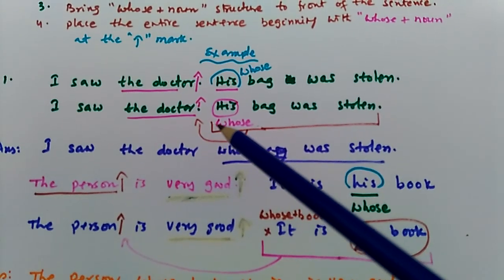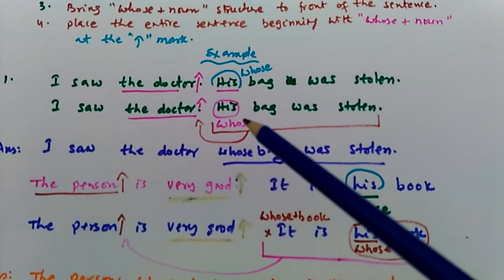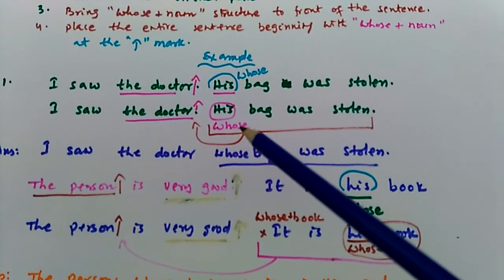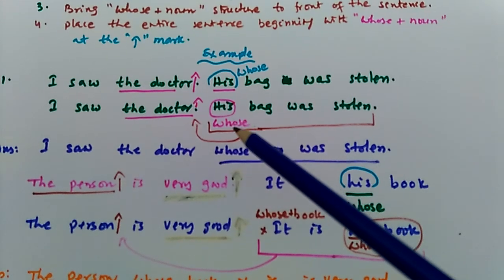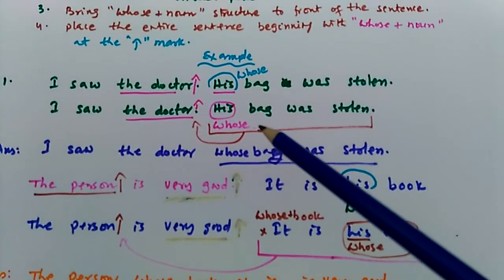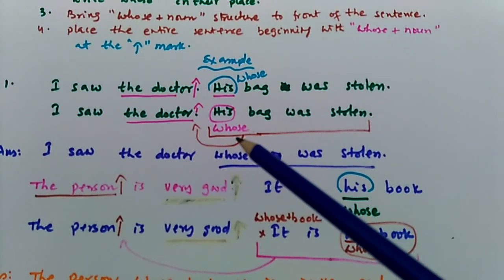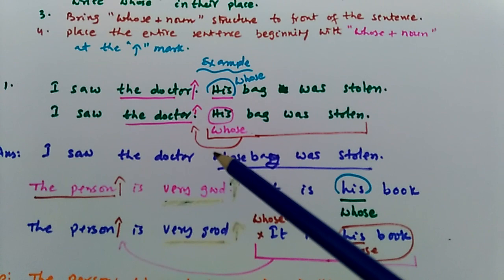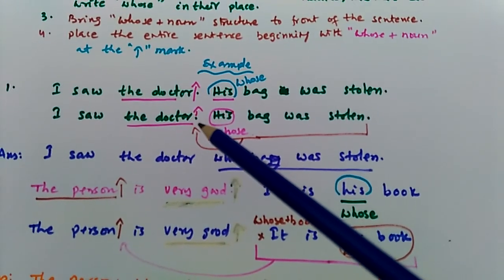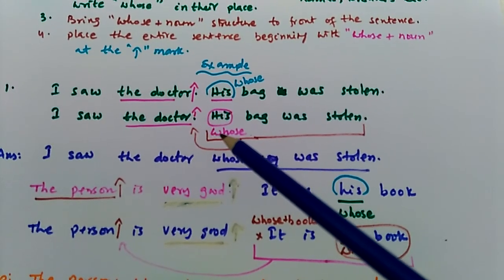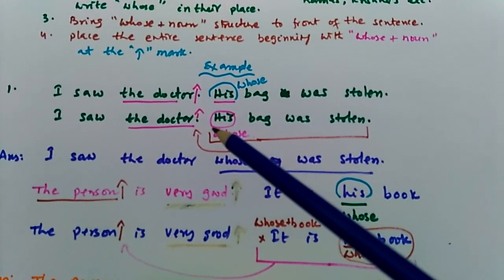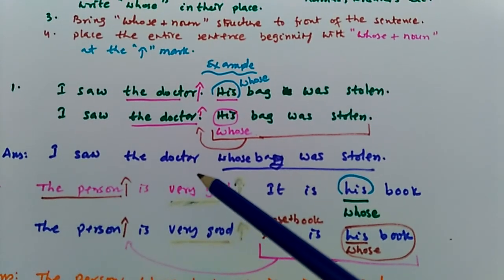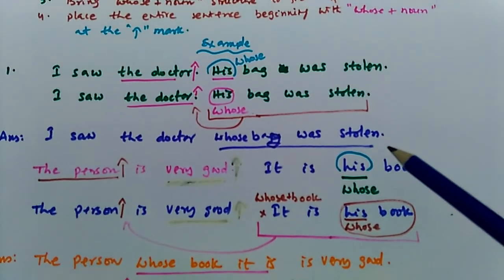And next step, whose plus noun is to be brought to the front of this sentence. Already whose is there at the beginning of this sentence, so we need not do this step. And then the sentence beginning with whose should be taken to the place where the arrow mark is kept. So this entire sentence is to be kept at the arrow mark. Then we get the answer: I saw the doctor whose bag was stolen.